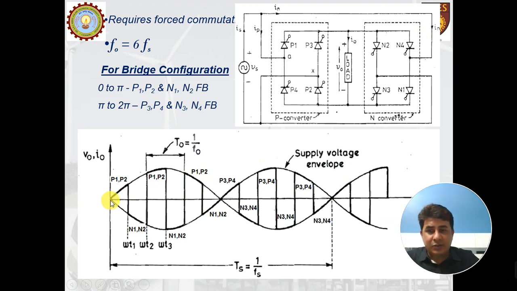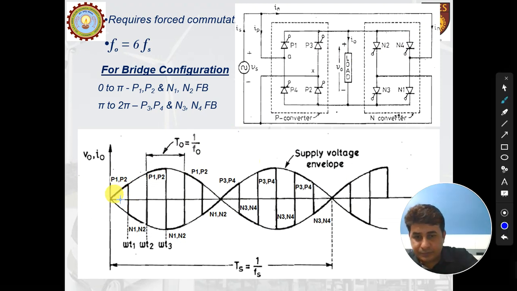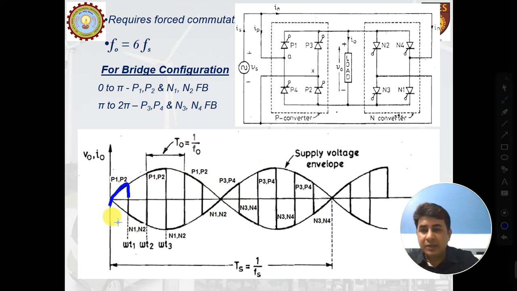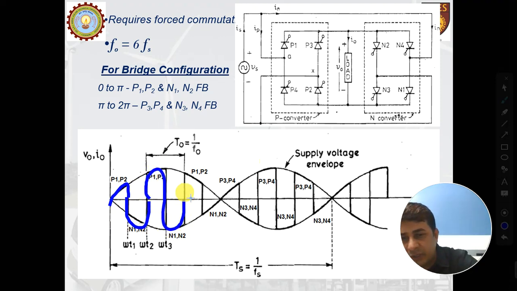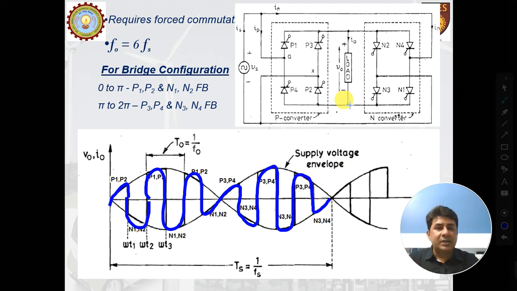If we fire P1 and P2 at 0, we'll get this part. Now at this point, if we forcefully stop P1 and P2 and allow N1 and N2, then we'll get this part. Then again P1, P2, N1, N2, then P3, P4, N3, N4, and so on. So by switching these devices in the bridge configuration, we can get the similar output.